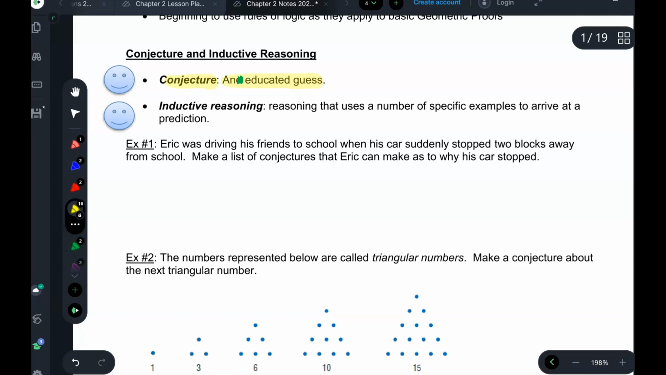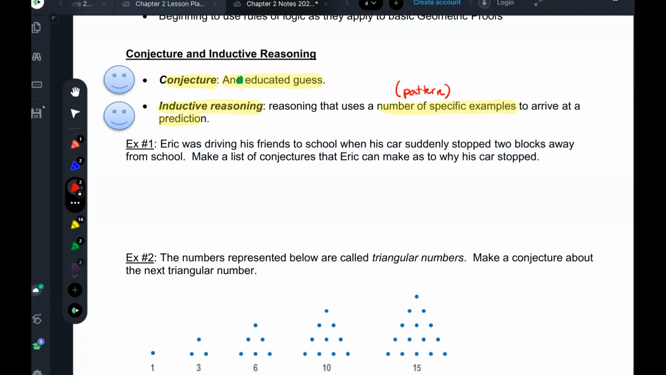Inductive reasoning is basically using those examples to arrive at a prediction. So that's when we use those patterns to make a conjecture, okay? So inductive reasoning is basically looking for a pattern to make a prediction or to make a conjecture. Conjecture is making that educated guess, and the inductive reasoning is looking at patterns that will help us make that conjecture.